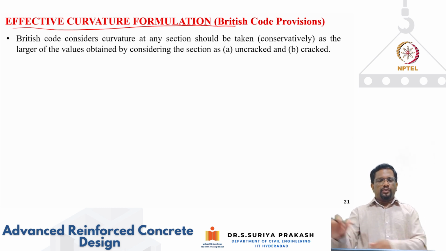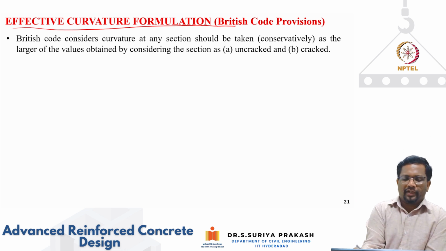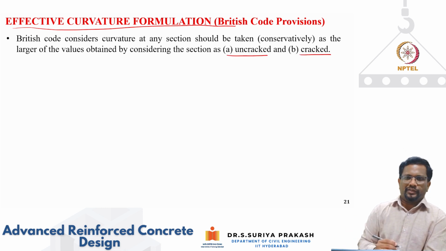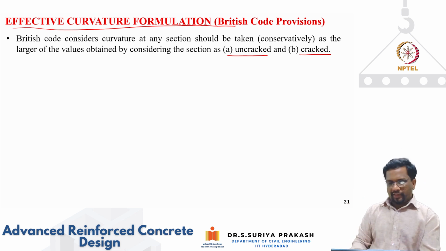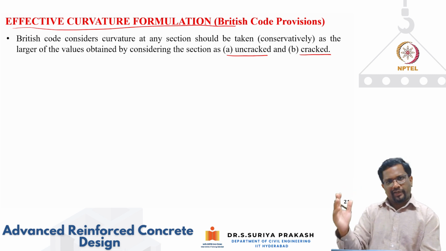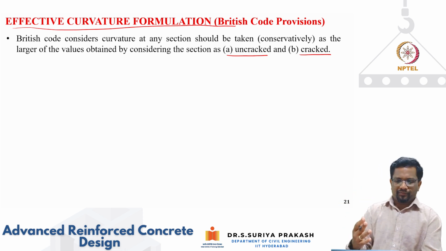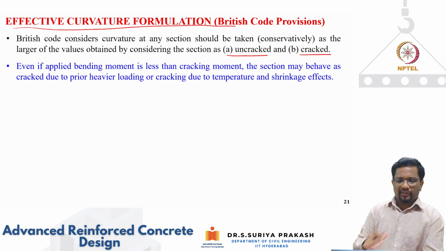Now the British code considers that curvature at any section should be taken as the larger of the values obtained from uncracked section and cracked section analysis. Now we'll see what an uncracked section analysis and a cracked section analysis are. So you find curvature for the uncracked condition and the cracked condition, and whichever is larger should be taken in your calculation. So let us see now how it is.